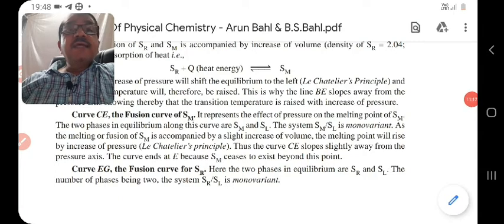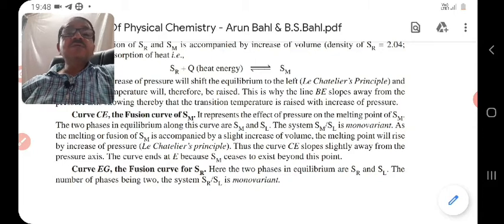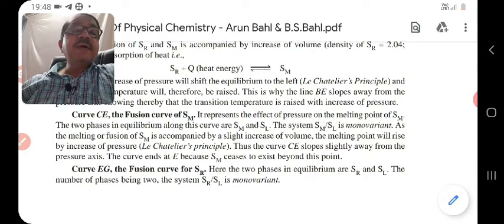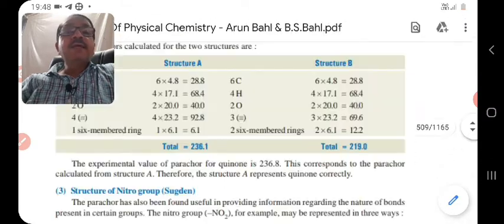The curve ends at E because SM ceases to exist beyond this point. Another curve is curve EG, which is known as the fusion curve for rhombic sulfur. Here the two phases in equilibrium are SR and SL. The number of phases being 2, the system SR upon SL is monovariant.